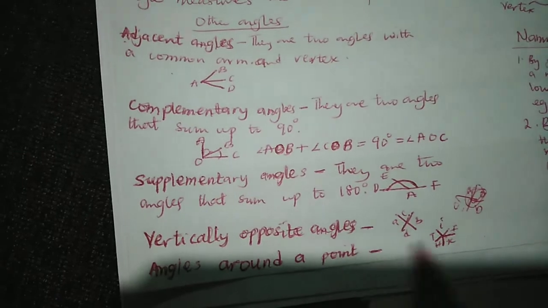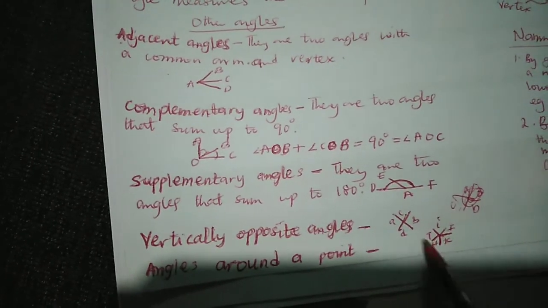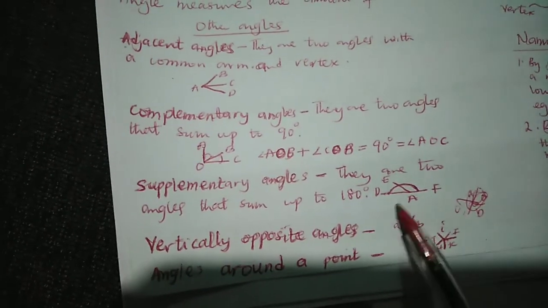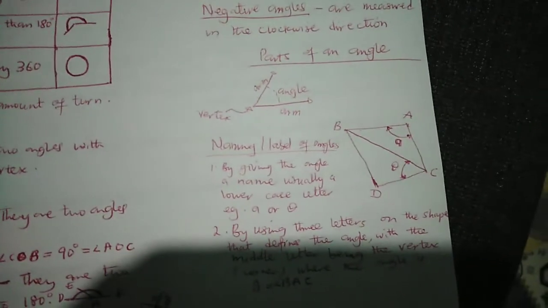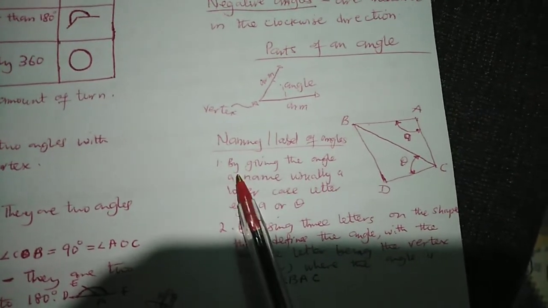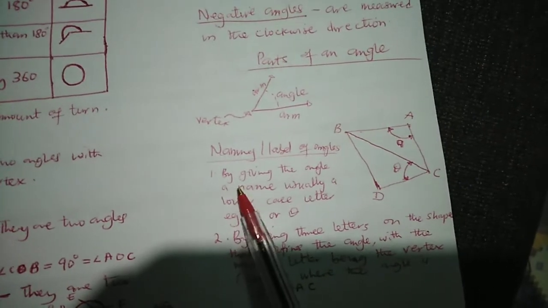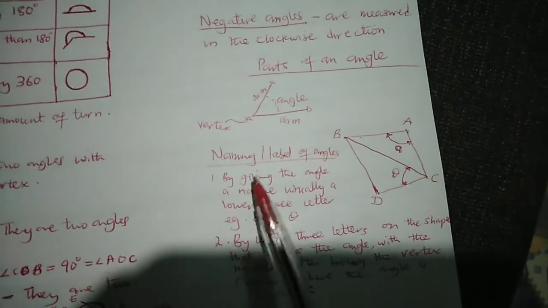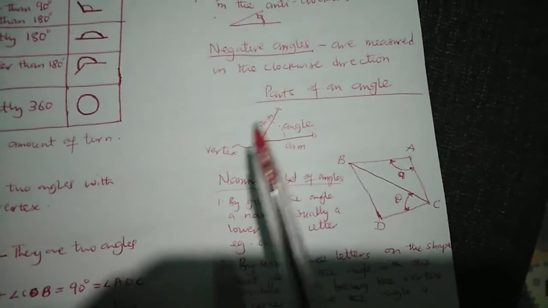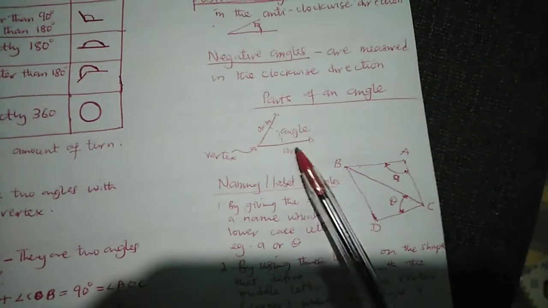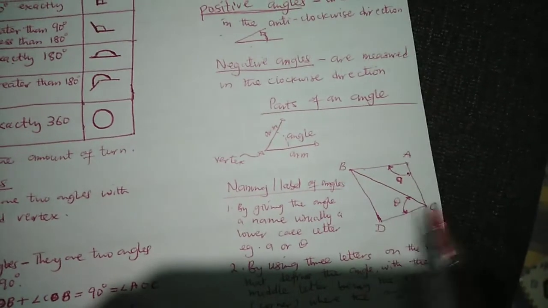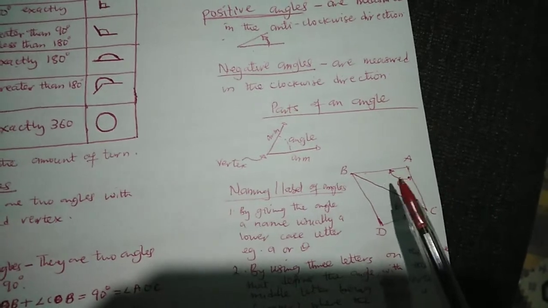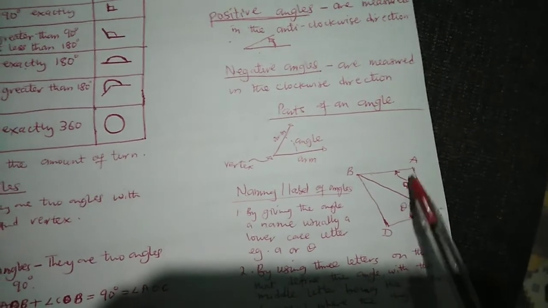Angles around a point will always sum up to 360 degrees. Likewise, since the angles formed by crossing lines also form a common point, they also sum up to 360 degrees. How are angles labeled? Angles are named using two ways. You see from here, you see the arms, this one arm, this one arm, this is the angle, this is the vertex or corner. You can either use the various arms to name the angle, or you can use a smaller letter to name the angle.